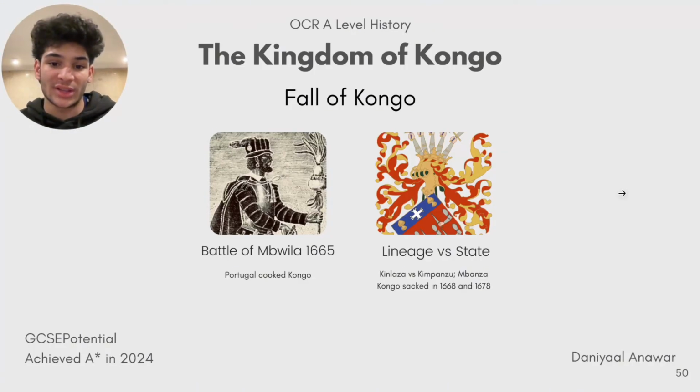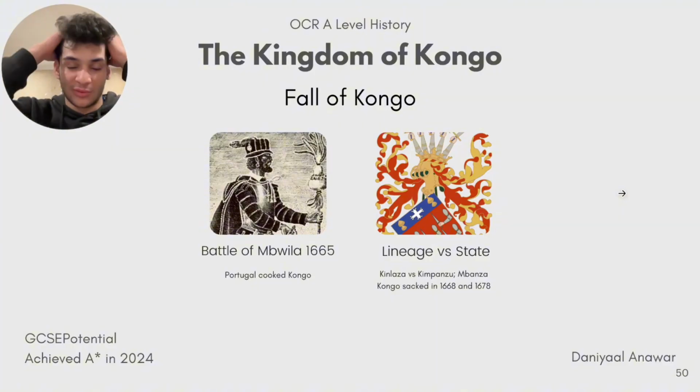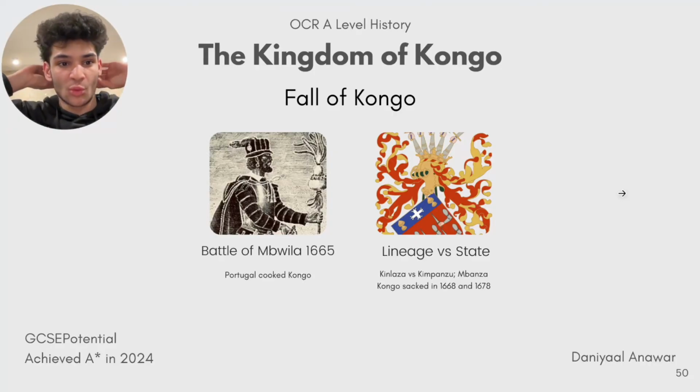Mbanza Congo was sacked in 1668 and 1678. What that means is basically the capital of Congo was just completely ripped to shreds by the 2 different groups who were fighting against each other. So yeah, after the Battle of Mbuila, there was a ton of infighting, basically a civil war, which wasn't very nice. But both of those 2 things led to the fall of the Congo Empire, and alas, that was it.